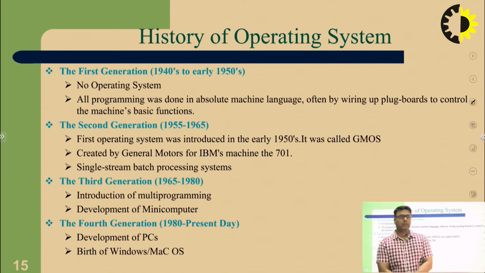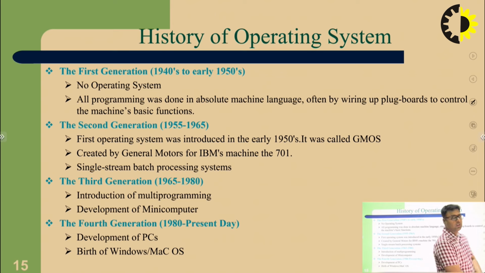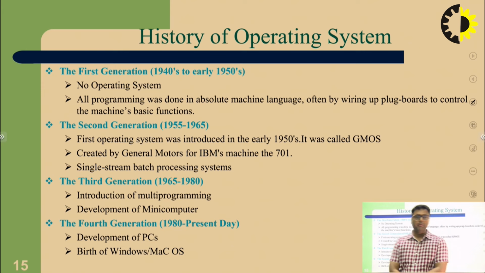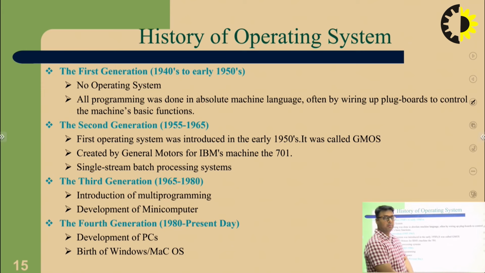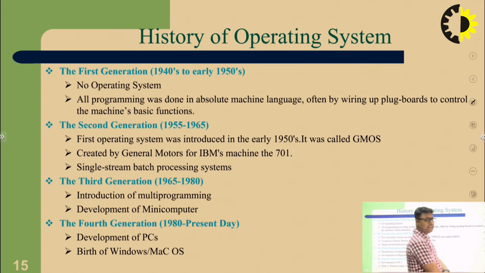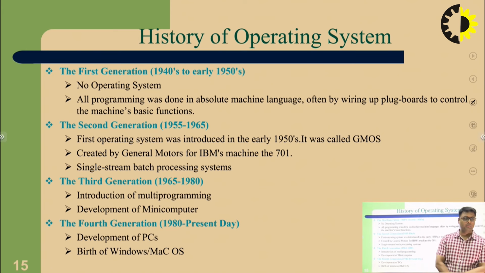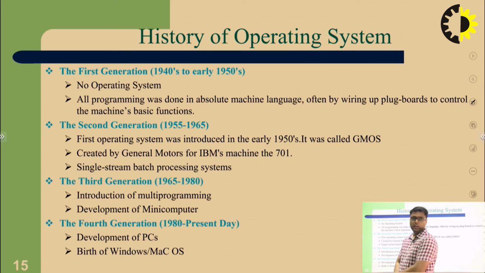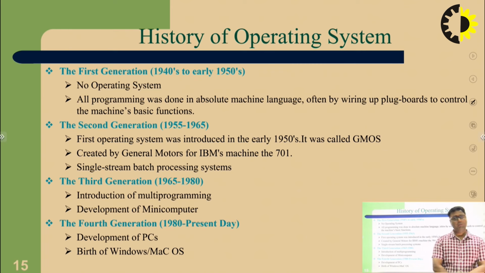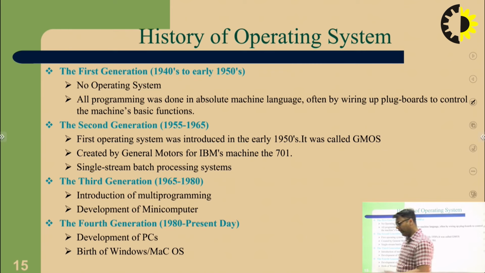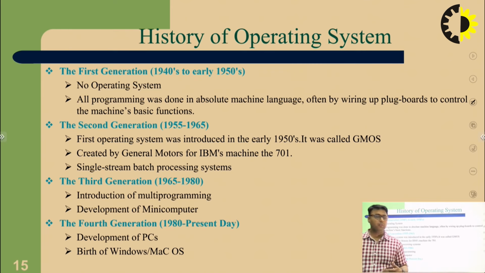In the second generation, the first operating system was introduced in the early 1950s. It was called GM-OS, and was created by General Motors for IBM's 701 machine, with single stream batch processing systems. The third generation is multi-programming and the development of minicomputers, and the fourth generation is the development of PCs and the birth of Windows. After 1998, the main interaction is between PCs and users.